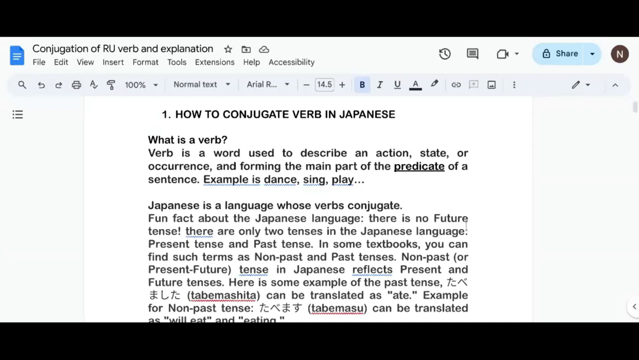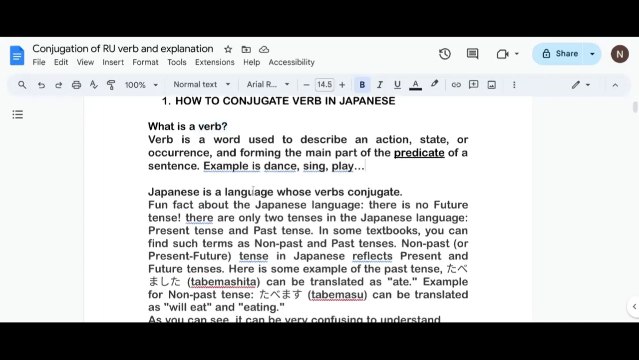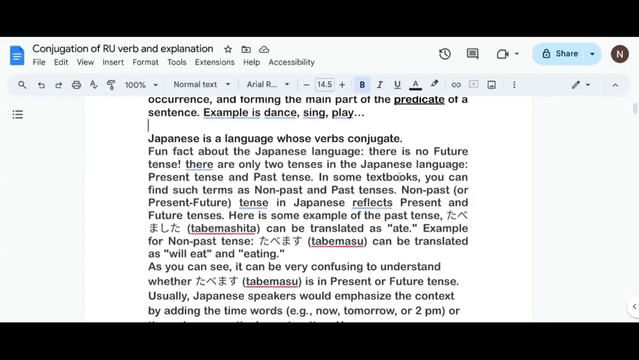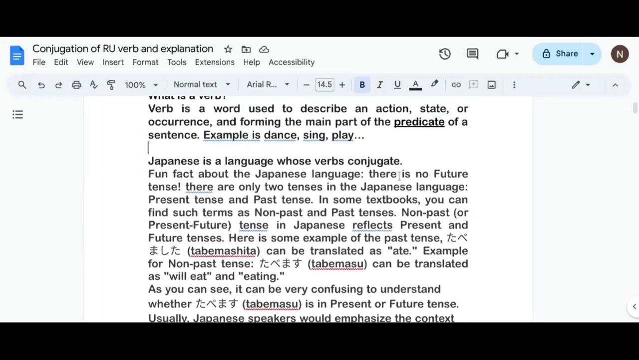Okay, and now what the verb is for is to complete the sentence. You need a subject and you need a predicate. And the predicate is always or mostly a verb. Okay, a verb. So, for example, Anna is dancing. Anna is eating. Or Anna is running. So, that is a verb. Means it is an action. Now, why do we need to conjugate the Japanese verb?